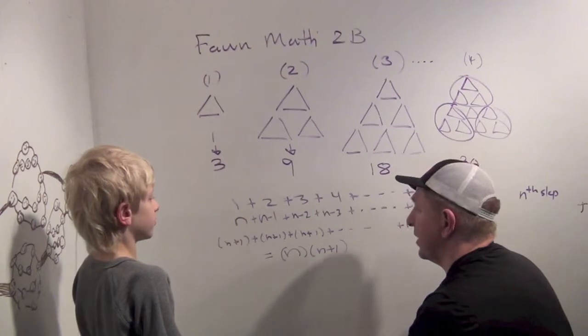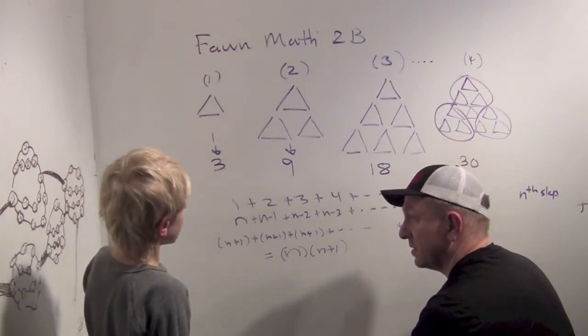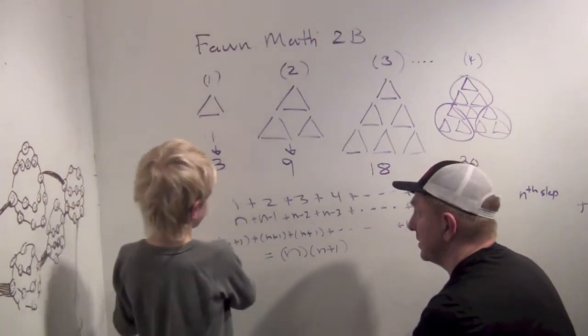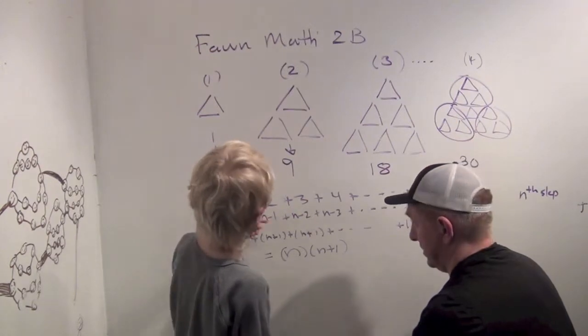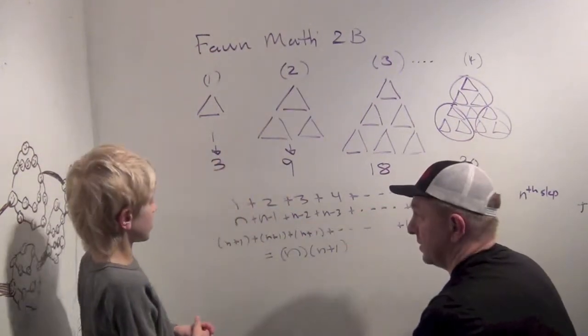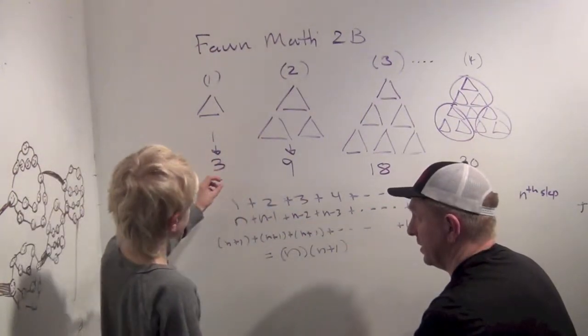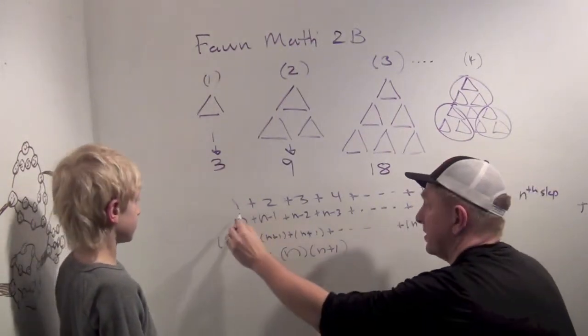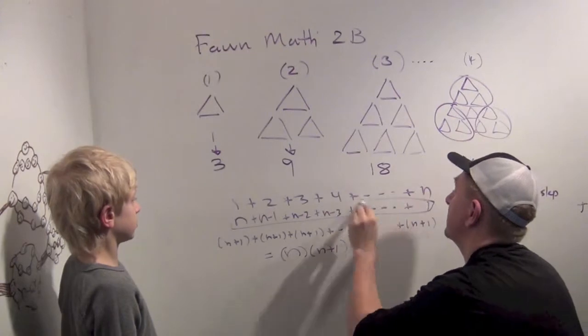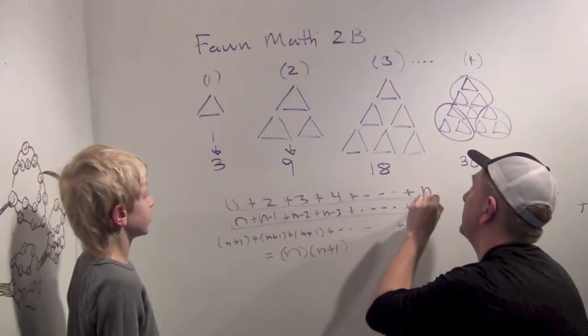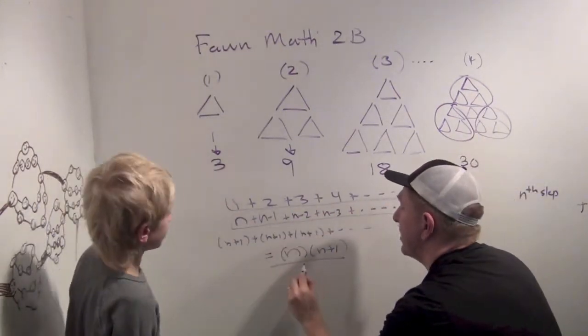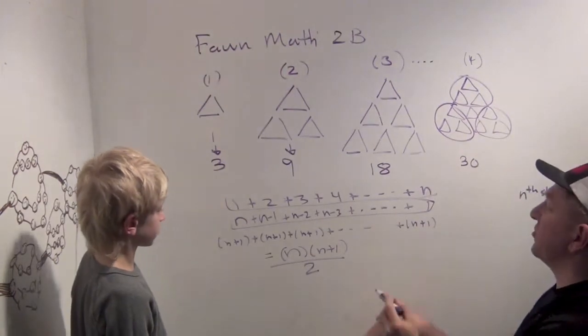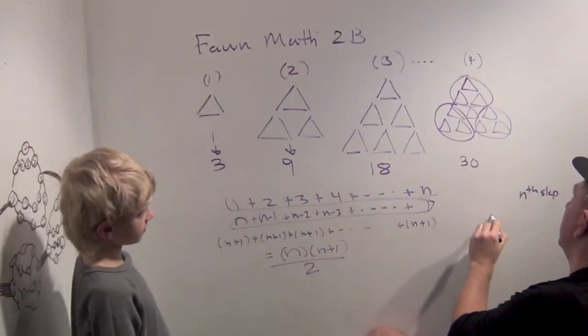Divided by 2. Okay, why do I have to divide by 2? Because when you use the backwards trick, you're adding on this lower step, and then you have to divide by 2 to get rid of it. Okay, so I added on the same thing. This list of numbers is the same as this list of numbers, right? So I have 2 of them. And now I divide by 2. So that's how many triangles I have on the nth step. Yep.